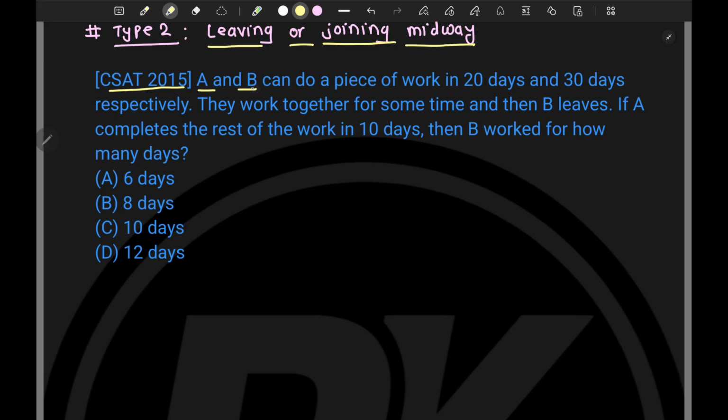So A and B can do a piece of work in 20 days and 30 days respectively. So A is doing a piece of work in 20 days, B is doing a piece of work in 30 days. They work together for some time and then B leaves. Now here what they are saying is they worked together for some time. Okay, it is not given for how much time they work together, right? That we need to find out.